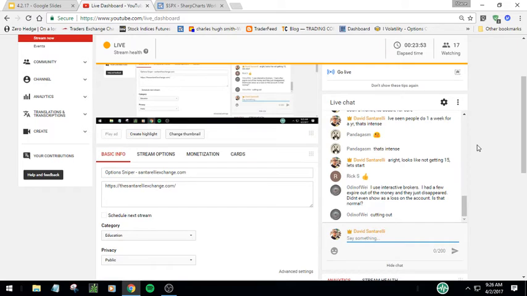Cutting out. Can everybody hear me okay? I shouldn't be cutting out. I have everything going the way it should be going. I have pretty high speed internet. I hope I'm not cutting out.